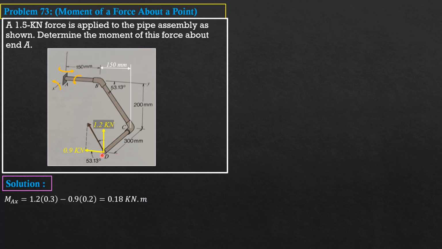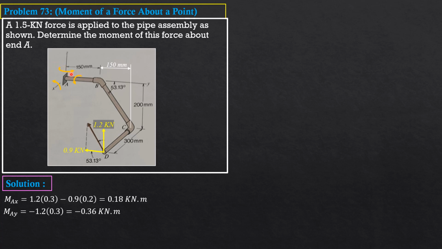MAY, so this is parallel, so 0, 1.2 has moment, but it is opposite to this sense. So it is negative 1.2 times 0.3, this distance here. MAY is negative 1.2 times 0.3, so negative 0.36 kilonewton meter.